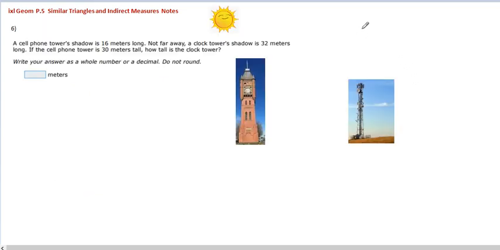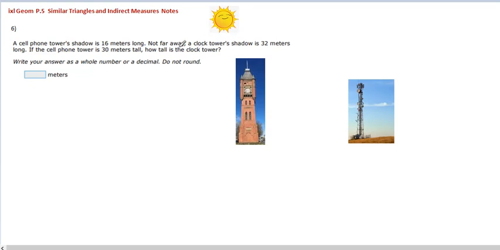Alrighty, one of the last types of problems. They're going to have a couple that are word problems in there. Okay, so let's just read over this. A cell phone tower's shadow is 16 meters long. And not far away, a clock tower's shadow is 32 meters long. If the cell phone tower is 30 meters tall, how tall is the clock tower?